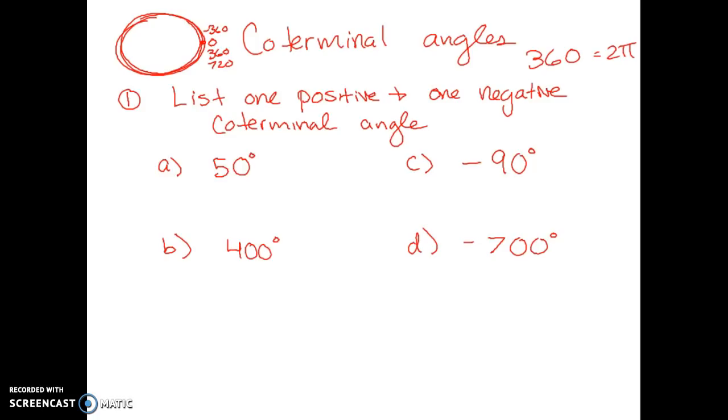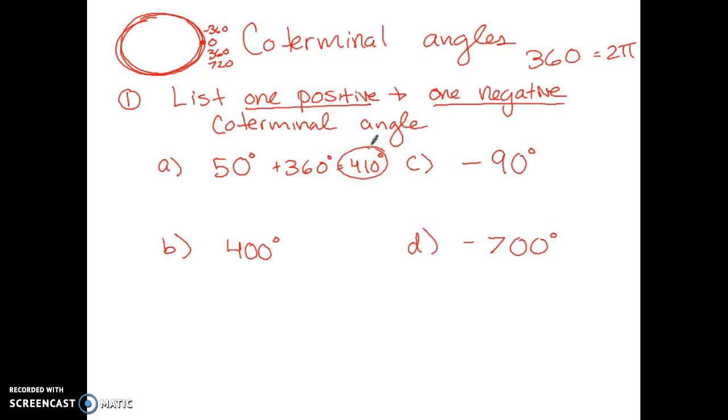So all I'm going to do is I want to list one positive and one negative coterminal angle. So if I'm starting with 50, obviously if I want to find a positive one, I just need to add 360. So 50 plus 360 is 410. There's my one positive.